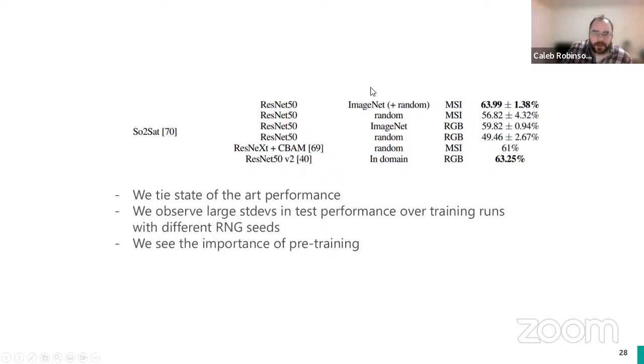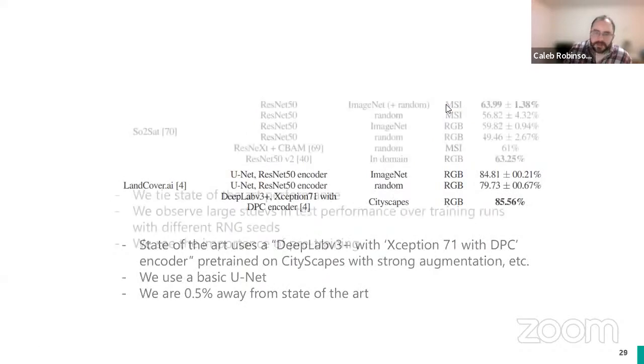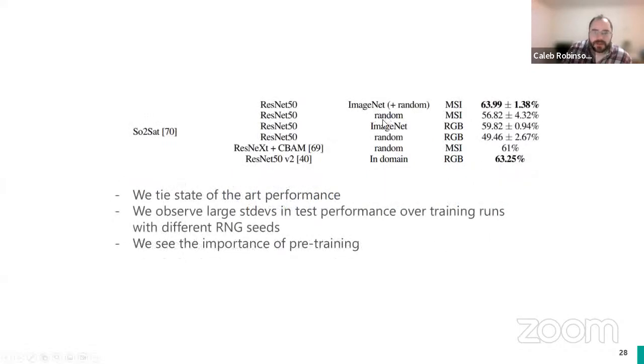And then here you can also see in our results the importance of pre-training. So for example, if you train a ResNet 50 with ImageNet pre-trained weights using the multispectral bands, not just RGB bands, then you're getting a performance of around 64. Whereas if you do random initialization, the top performance here is only 56.8. And same story for the RGB imagery, but just shifted down: with ImageNet, 59.60, with random initialization, 49.50.